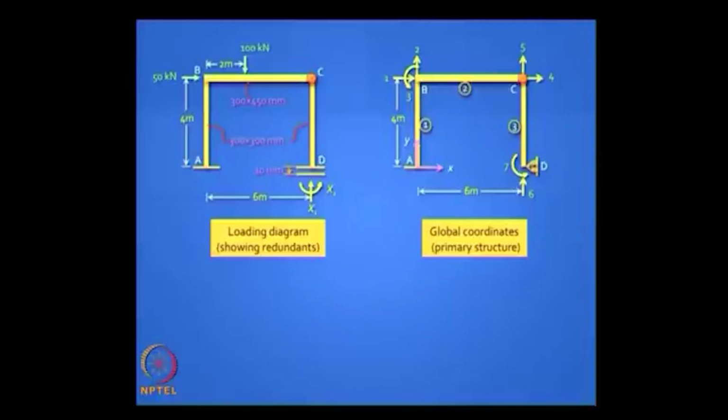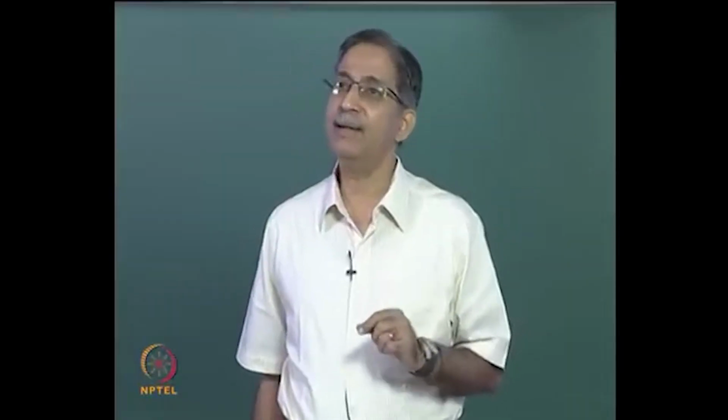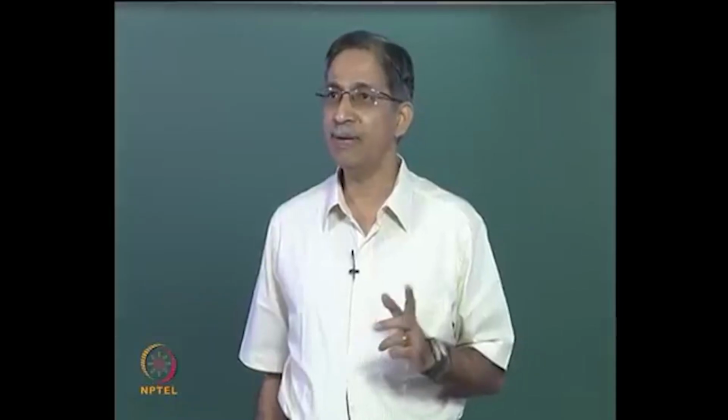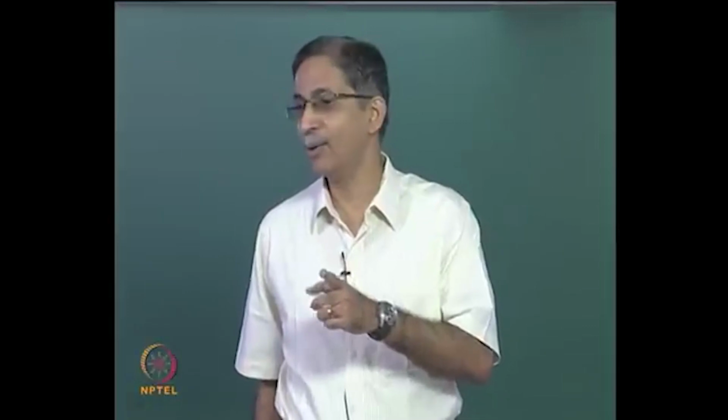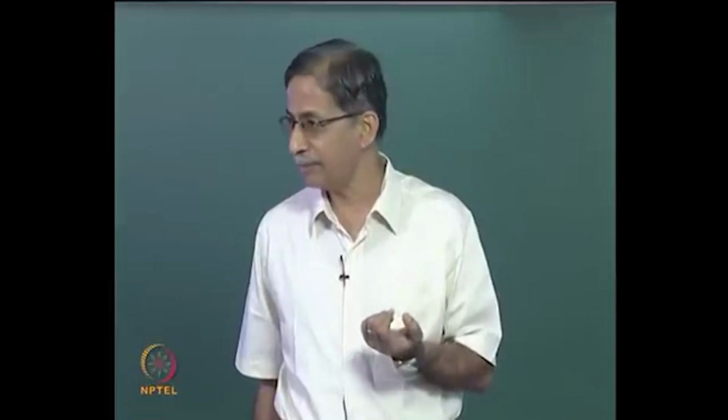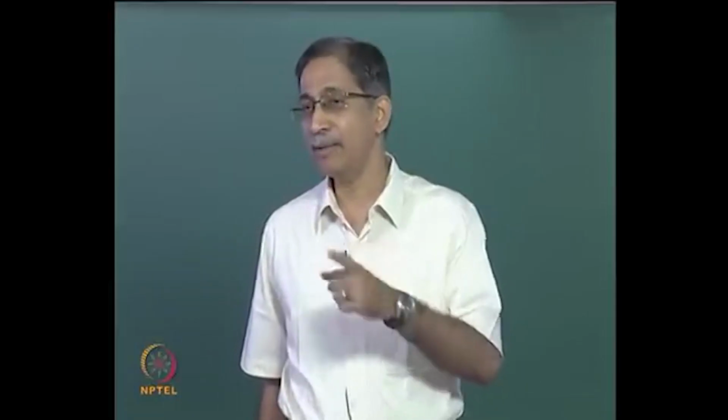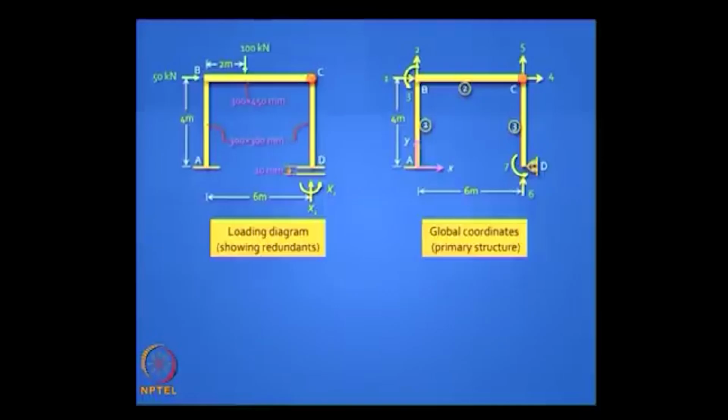We have always put the redundants at the end of the list. So we have 1, 2, 3 degrees of freedom at B, 4 and 5 at C. There is no rotational degree of freedom, you can't bring it there because you don't have a unique rotation there. Each of those 2 elements will rotate by a different amount, so you don't number it. We did the same thing in the reduced element stiffness method, but here we add 6 and 7 as redundant coordinates. So this is how it will look.